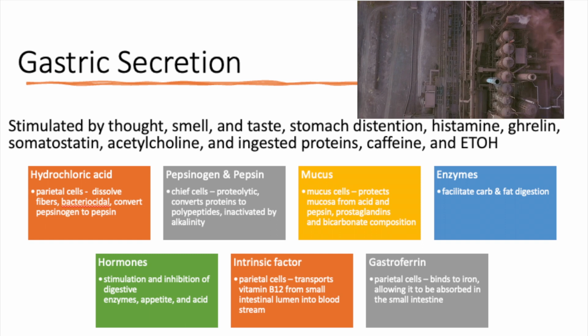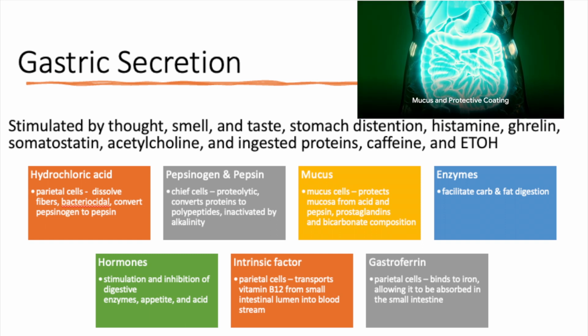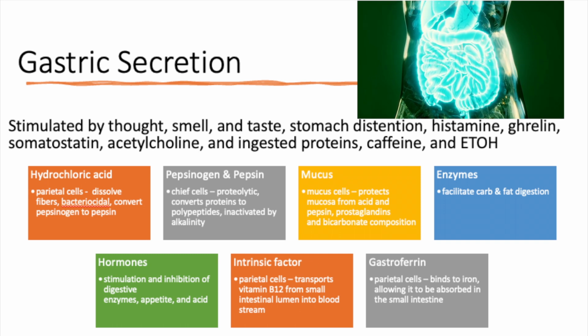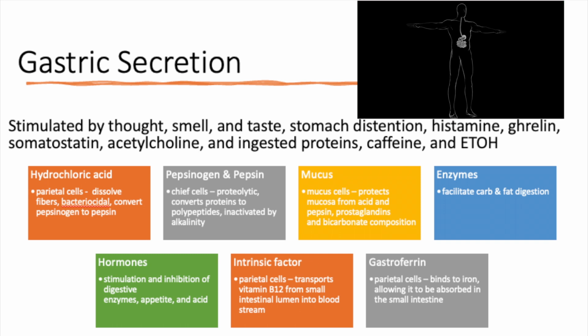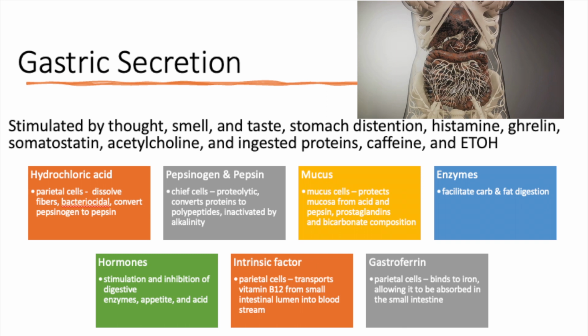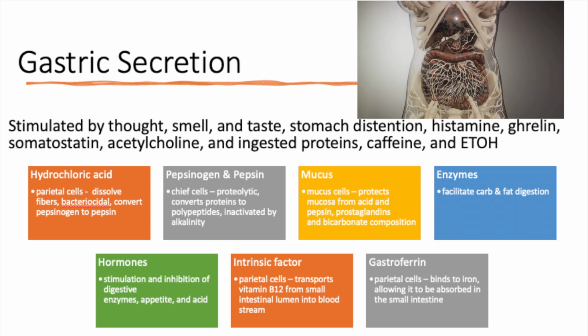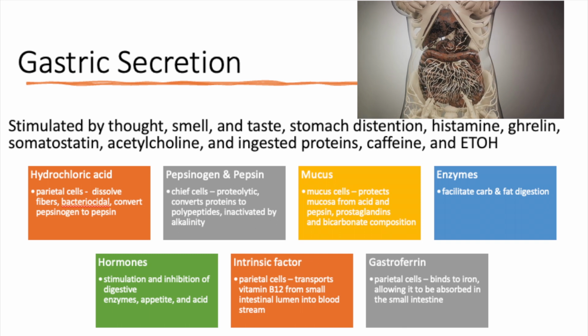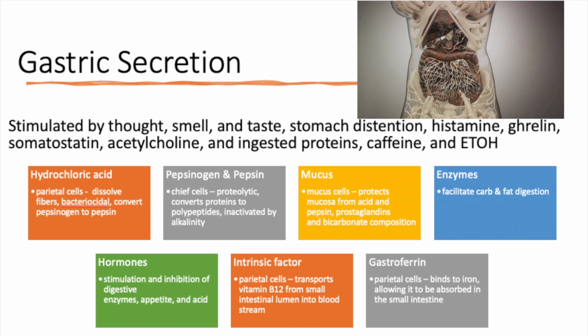The activation of these enzymes is prompted by an acidic environment, while an alkaline environment leads to their inactivation. Mucus is secreted by mucus cells situated in the upper regions of the gastric pits. These cells generate a protective coating that forms a barrier between the stomach lining and the gastric juices. This barrier is fortified by prostaglandins and bicarbonate, which help neutralize the effects of pepsin and the acidic gastric environment.